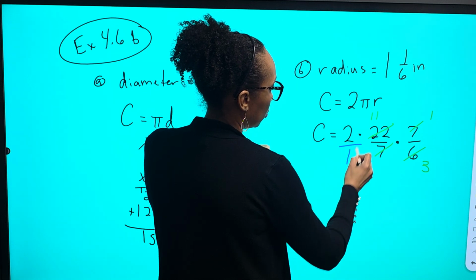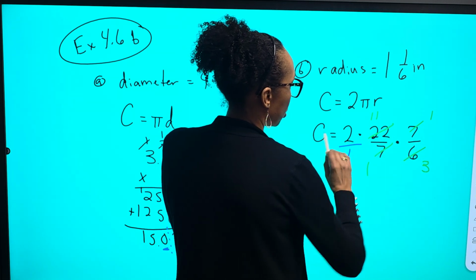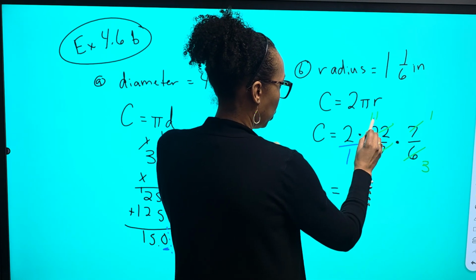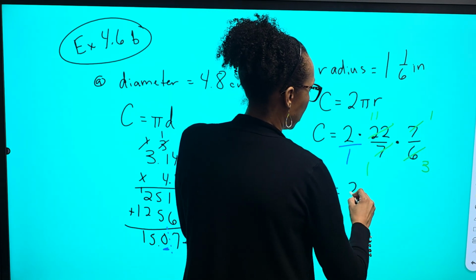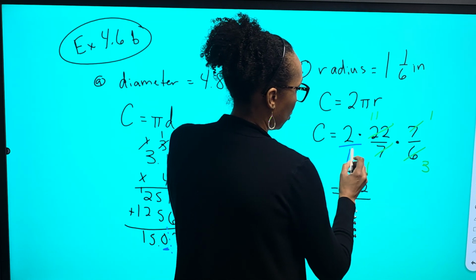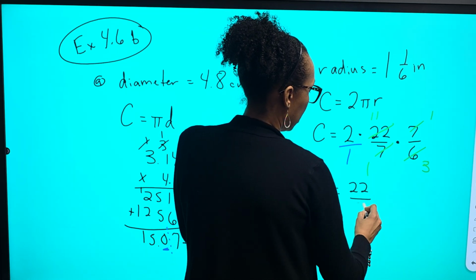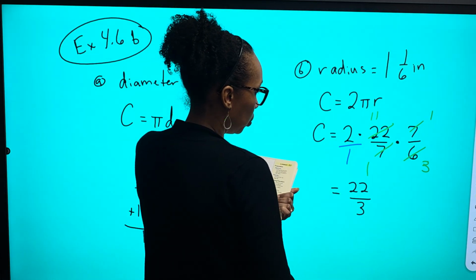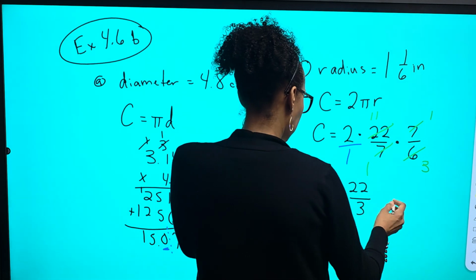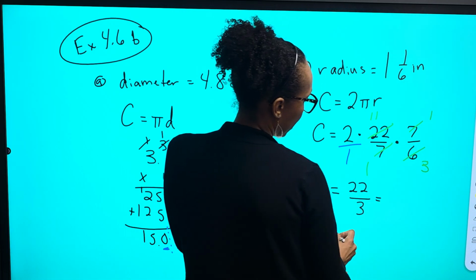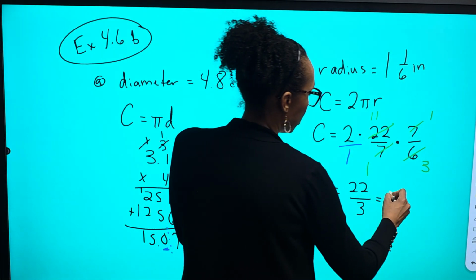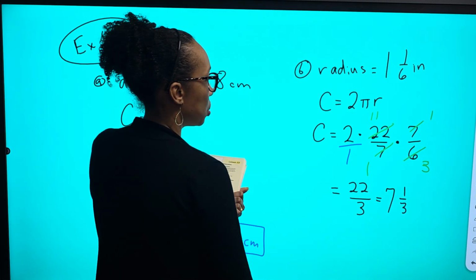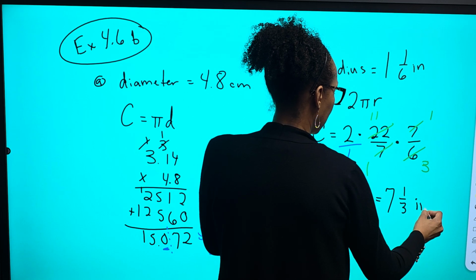2 and 1, 1 and 11. Nothing else will cancel, so across the top and across the bottom. 2 times 11 times 1 is 22. And 1 times 1 times 3 is 3. All right, so our value 22/3, which we can make into a mixed number. 3 goes into 22 7 times with 1 left over. So 7 1/3 inches. Okay.